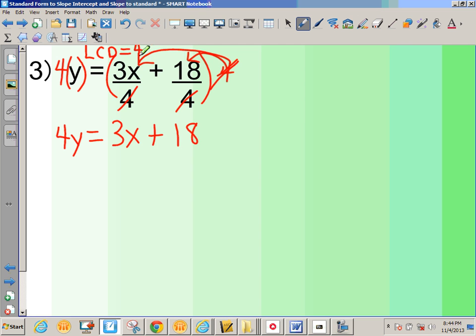As far as movement in this problem, I know that there's just a couple of different ways we can get there. I think the easiest way to do that is just to go ahead and move the 3x to the left. I'm going to go ahead and do that. So I'll subtract 3x on both sides of the equation.